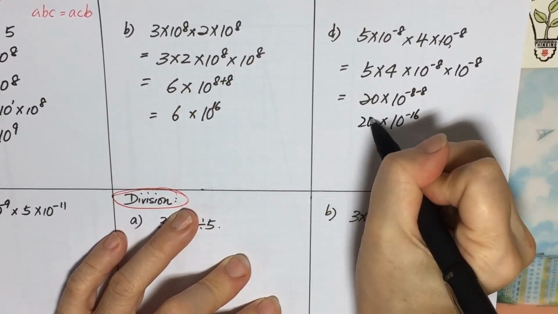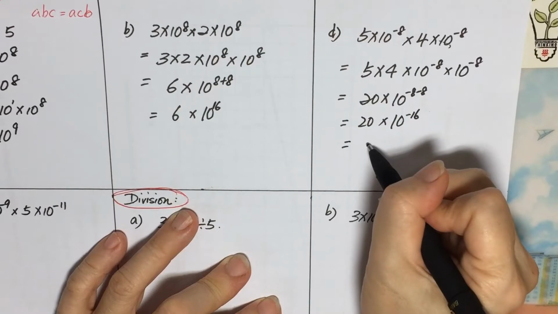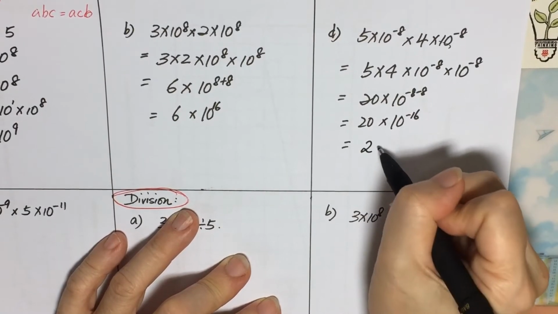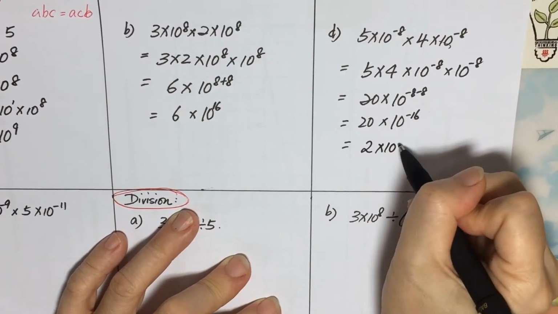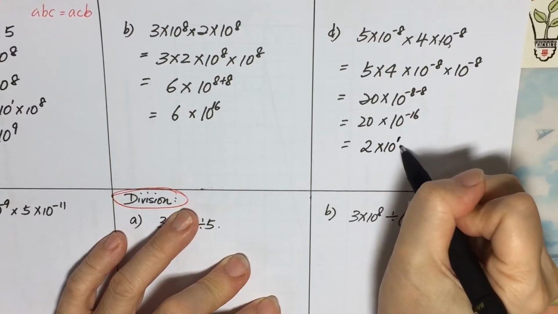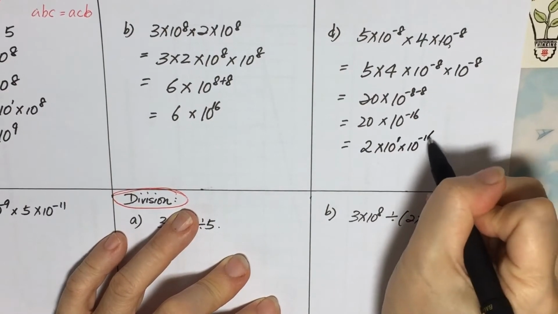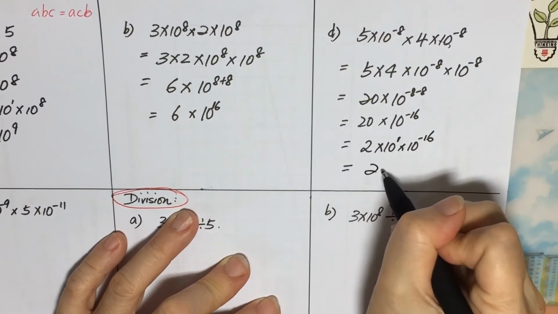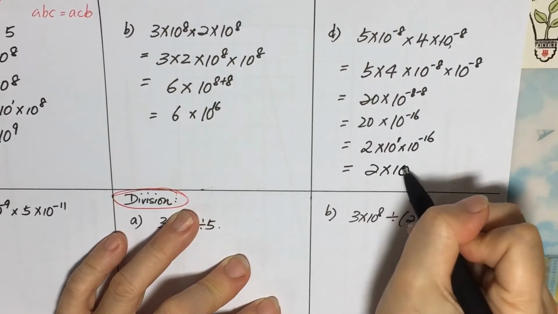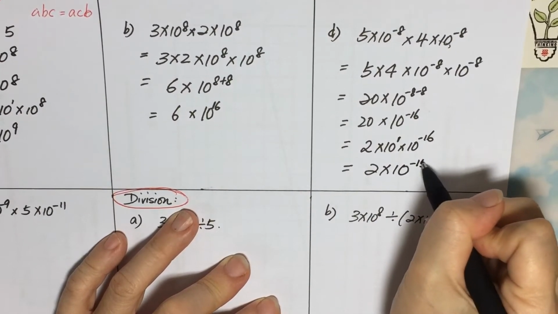But this is not standard form yet, so I need to change it to standard form. So 20 is 2 times 10, so 10 to the power of 1 here and 10 to the power of negative 16 here. Together it is 2 times 10 to the power of negative 15.